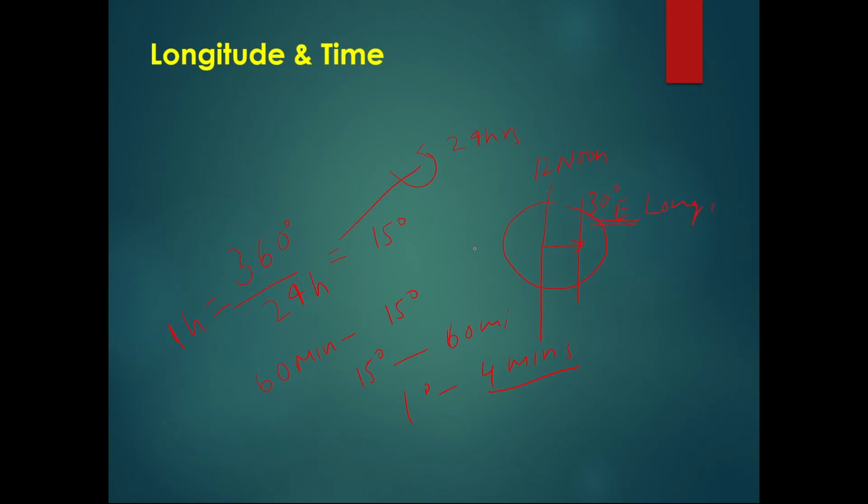So 30 degree east means for every 15 degree you are 1 hour ahead, so for 30 degree east you are 2 hours ahead. So if it is 12 noon at the prime meridian, it will be 2 p.m. here. Okay, similarly if we go westward, we can calculate it too. So if we have the local time, then we can know the longitude, and if we know the longitude, then we can also calculate the local time. But we also have to know the time at the prime meridian.